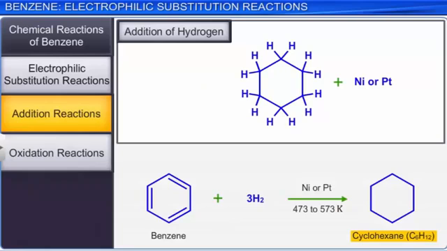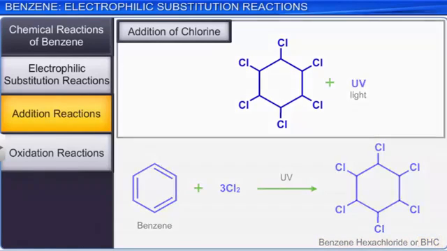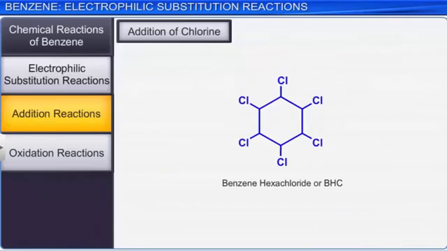Benzene reacts with chlorine or bromine in the presence of ultraviolet light to form benzene hexachloride or BHC. BHC is used as an insecticide and sold under the names of gamma-hexane, lindane or 666.